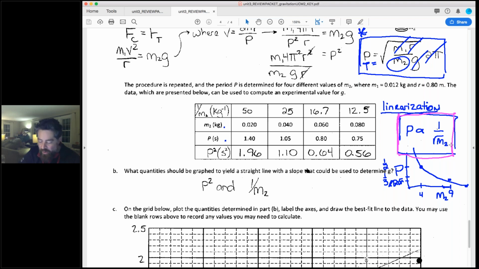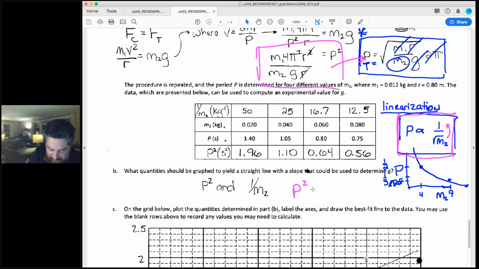And if I plot 1 over m2, that creates something that is directly proportional, 1 over m2. Additionally, I can square the period. So let's check out what we have here. I've got in this expression up here, let me rewrite it. I have period squared. I'm drawing your attention to one of the steps that I took right before I ended.